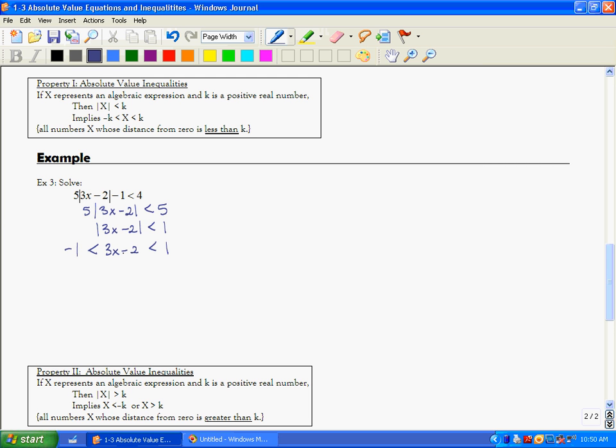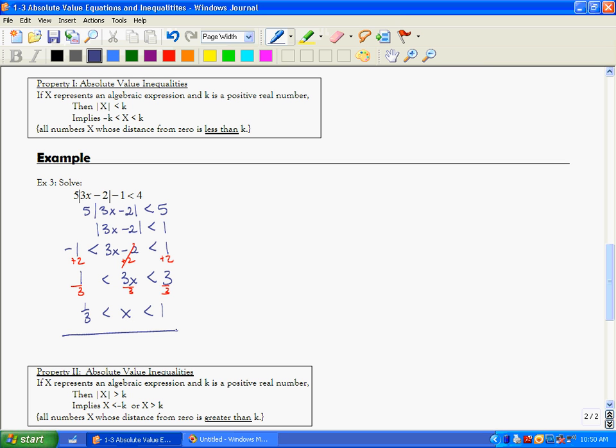This is now bound between the negative value of k and the positive value of k, which is negative 1 and positive 1. Now you've got 3 sections again. You're looking to get x by itself, so the first step is to add 2 to all 3 sections, so the middle now does not have 2. So on the left you have 1, in the middle you have 3x, and on the right you have 3. And then to get x by itself, you're going to divide all 3 sections by 3. And then you're going to have 1/3 is less than x is less than 1.